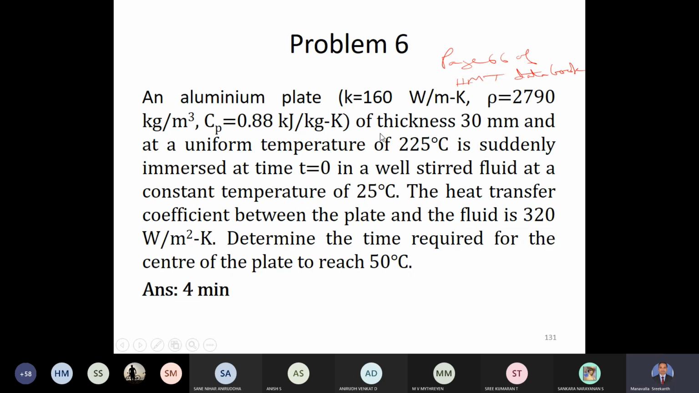So you see here, the initial temperature is 225 degrees Celsius, and this is dropped in a well-stirred fluid, let us say water, at 25 degrees Celsius. So obviously this temperature will drop from 225. After a long time, it will reach 25 degrees Celsius. But we are interested in how long it will take to reach 50 degrees Celsius. So this is a very simple but interesting problem. We would be interested to know how long we will have to wait for that to reach 50 degrees Celsius.